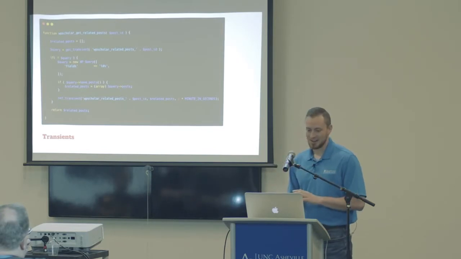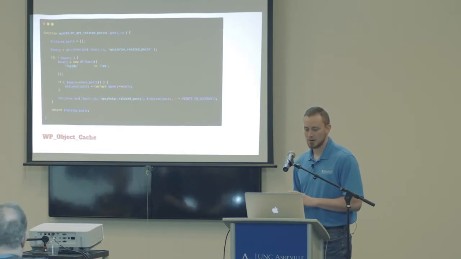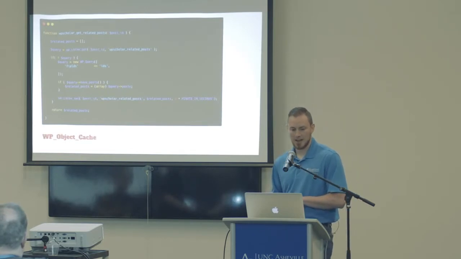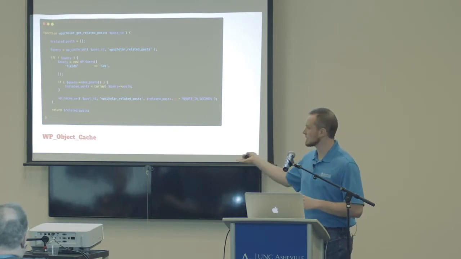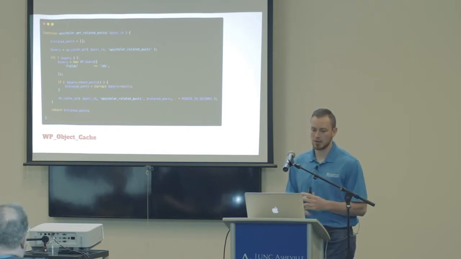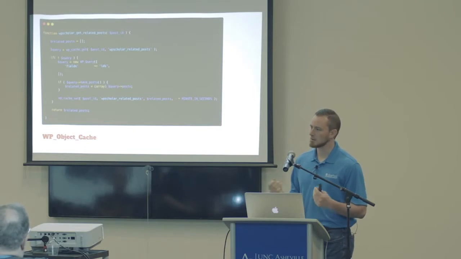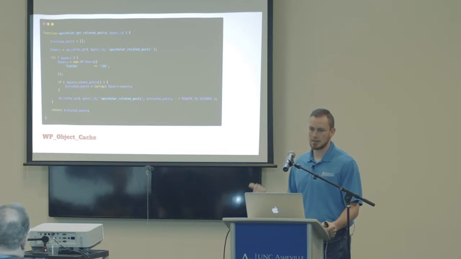Transients. So that's a common thing that people use. Another option here is WP object cache. The thing to note about the WP object cache, which is actually a class, but there's a set of functions that essentially manipulate and work with that class for you. They're very similar to the set transient, get transient type functions. We have WP cache get, WP cache set, WP cache delete.